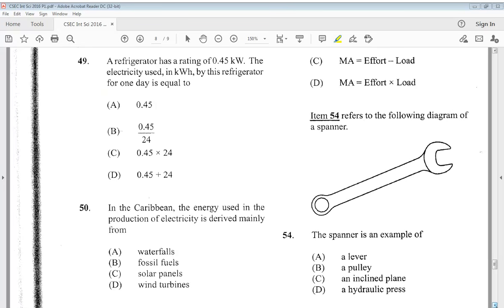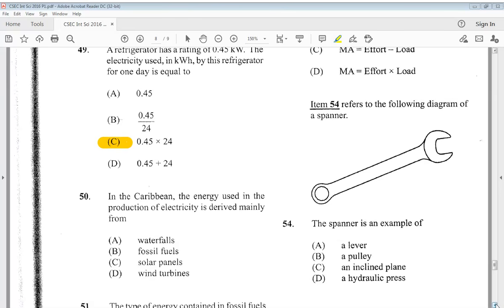It says a refrigerator has a rating of 0.45 kW. You know what that stands for. The electricity used in kWh by this refrigerator for 1 day is equal to, so we know that would be 0.45 times 24, right? For 1 day. So C would have been the correct answer. So that's the amount of electricity that is used.